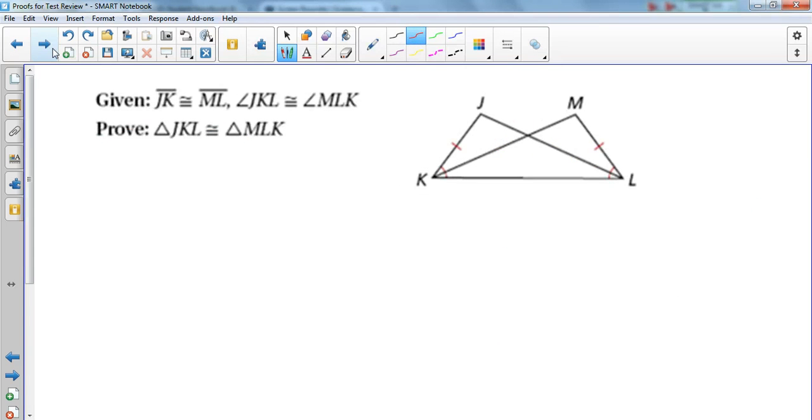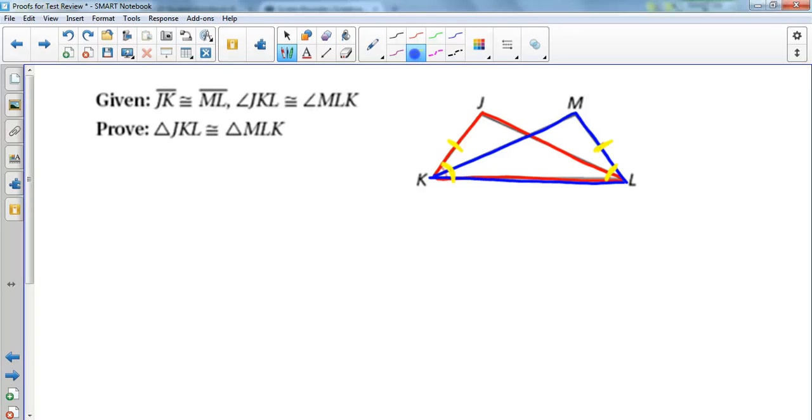Same kind of idea. We're going to prove that two triangles in this picture are congruent to each other. We're going to prove that triangle JKL, this one right here, has to be congruent to this triangle MLK, which is this blue one right here. So we want to show that the red and the blue triangles are congruent. What we're given is the fact that JK is congruent to this side ML. And also this angle right here, which is an angle in the red triangle JKL, is congruent to this corresponding angle over here, which is an angle in the blue triangle MLK.